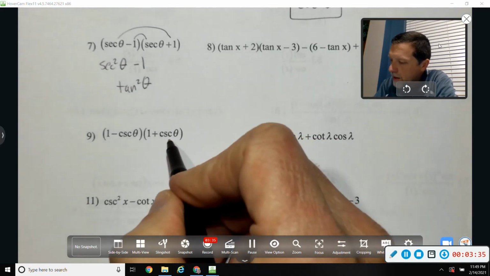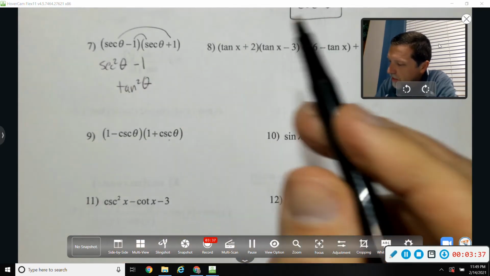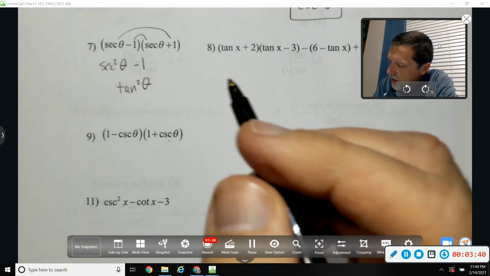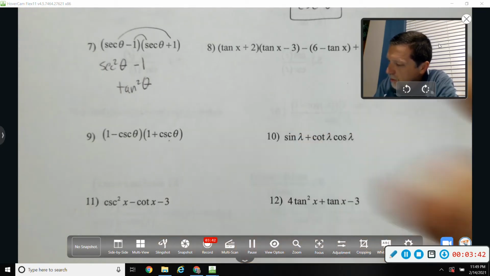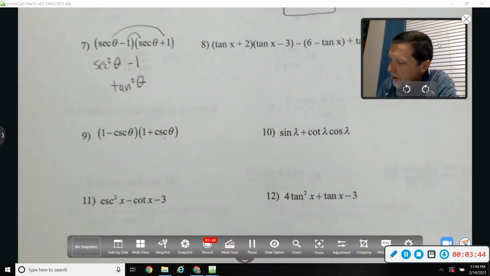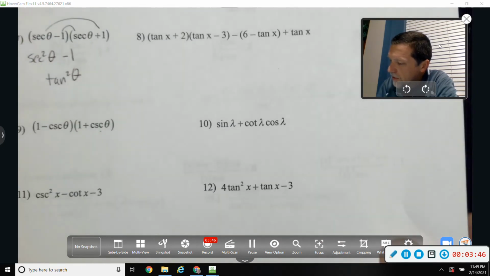Number 9. Well, this looks almost the same as number 7. In fact, I bet it's really close to number 7. So let's skip number 9 and do number 10 because that looks a little different.